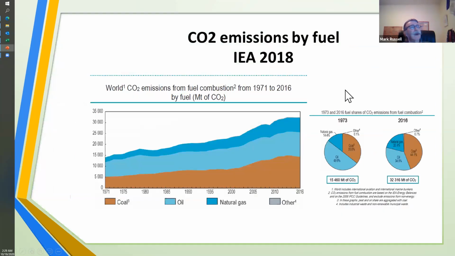And so emissions by fuel. You can see coal is probably one of the worst ones you can get as far as the CO2 emissions. Oil and natural gas are other big emissions. So anything we can do to reduce those will certainly make it a whole lot better.